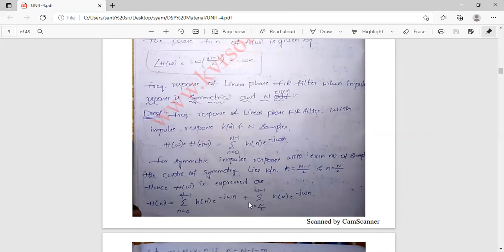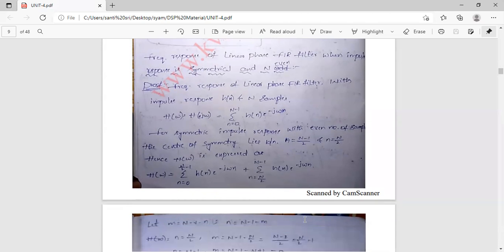Okay, for symmetric impulse response with even number of samples, the center of symmetry lies between n equal to (N-1)/2 and n equal to N/2. N is in between (N-1)/2 and N/2. Okay, then H(ω) is expressed as H(ω) equals sigma n equal to 0 to N/2 - 1 into h(n) into e^(-jωn) plus sigma n equal to N/2 to N-1 into h(n) into e^(-jωn).